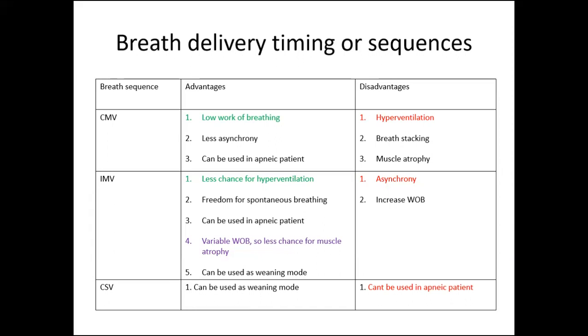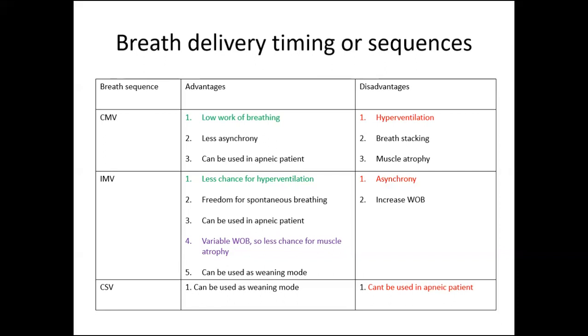So the main disadvantage with this ACV mode is that if the patient starts triggering, he can go for hyperventilation. And sometimes he can have breath stacking. We'll see what breath stacking is in the graphics class. And they can go for muscle atrophy, because when the patient is not doing work, he will relax. The ventilator is doing the full work, so your muscles will atrophy. That's the main problem in CMV.